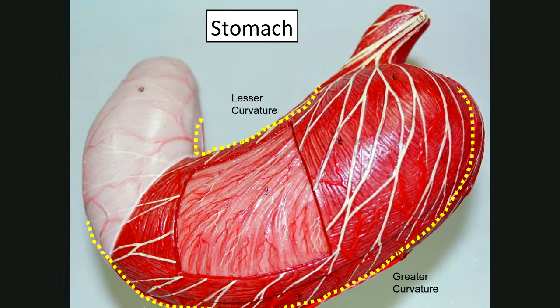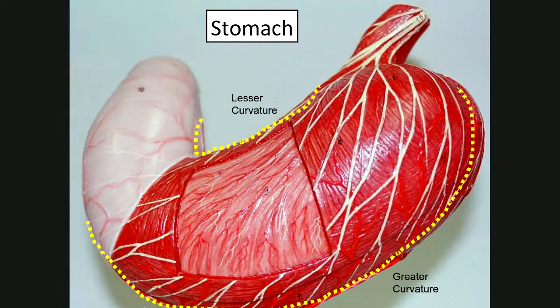If you look at it, there are 2 sort of curves with the stomach. So there's an inside curve, which is smaller, and so it's called the lesser curvature. There's an outside curve, which is bigger, and it's called the greater curvature. And right here at these curvatures are where those mesenteries are attached.